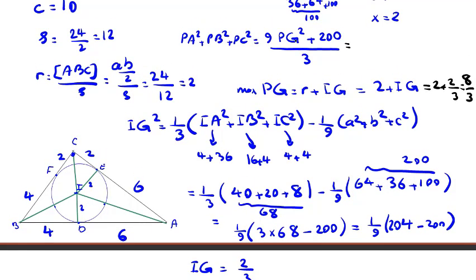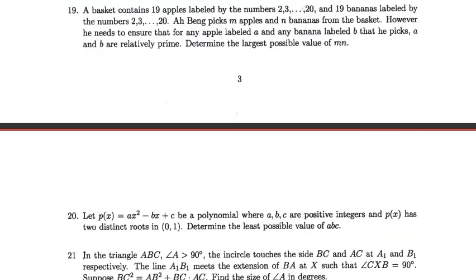And if we replace here, 9 times this squared, 9 will be cancelled. 64 plus 200 over 3, 264 over 3, which will be 88. So maximum PA squared plus PB squared plus PC squared equals 88.